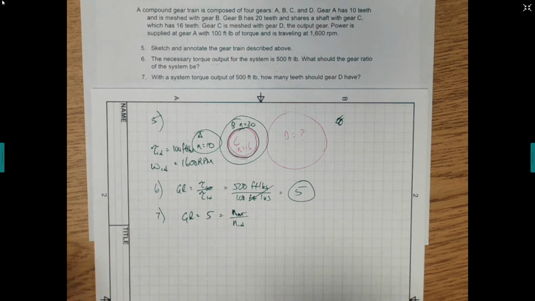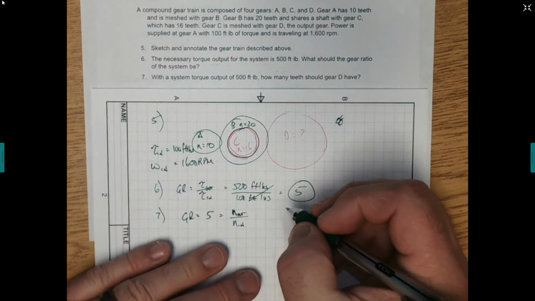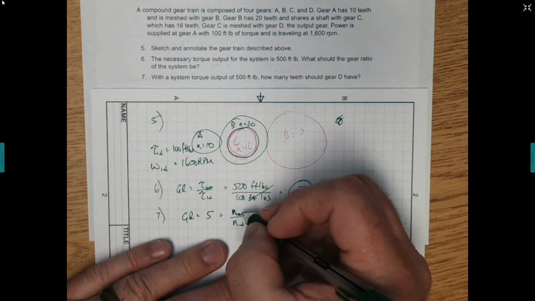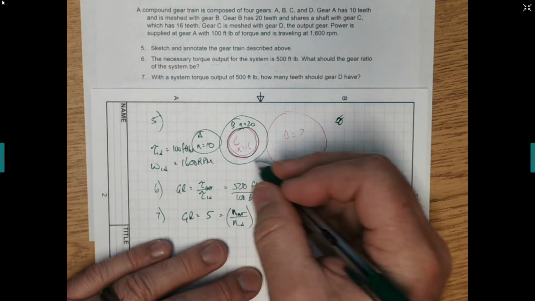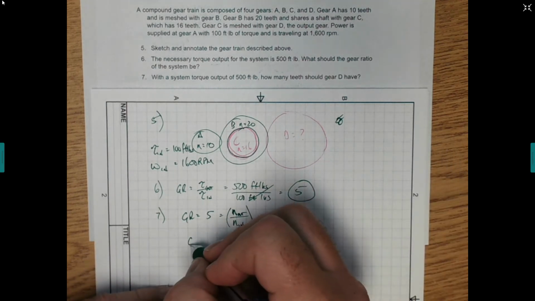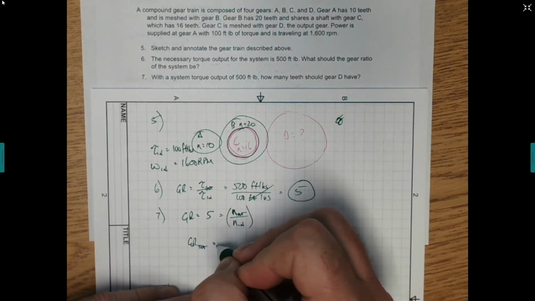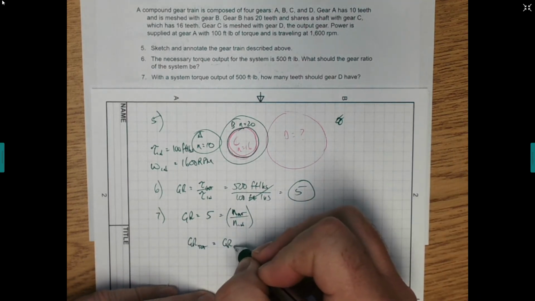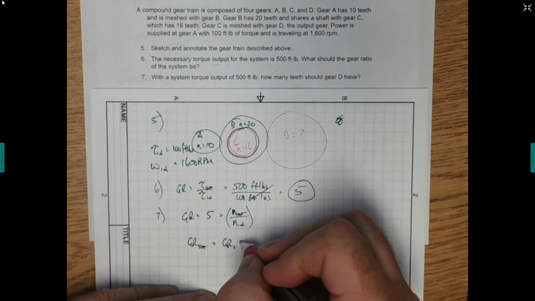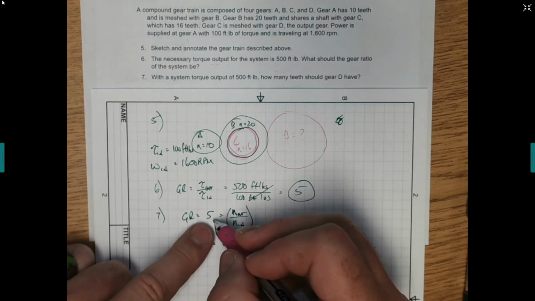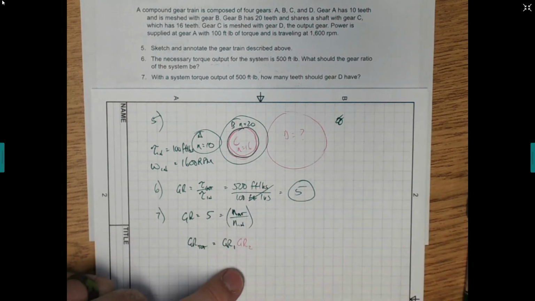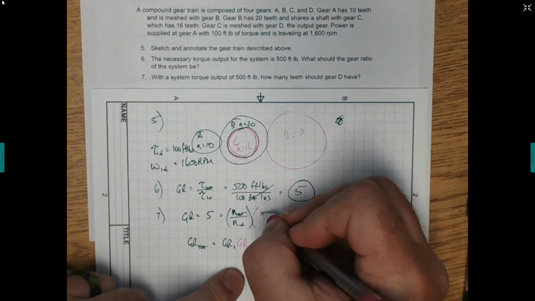Okay, so we have to look at this. We have to multiply these gear trains together, right? So it's the in, out of the first part, and then we're multiplying that times the second, because remember, gear ratio total is equal to the gear ratio of the first part times the gear ratio of the second part. And so that's what we're doing here. We're setting this up. Gear ratio total is equal to gear ratio of the first part times the gear ratio of the second part.